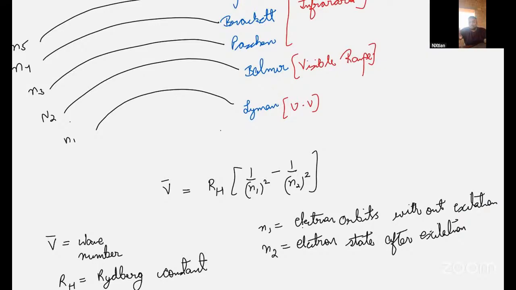Like Balmer is visible, no? If that electron goes anywhere, it will always give visible rays. Means we can see the color. So if the electron comes from 5 to 2, or 4 to 2, or 3 to 2, it is always in the Balmer series, and in the Balmer series it is always in the visible region only. Yes, correct.